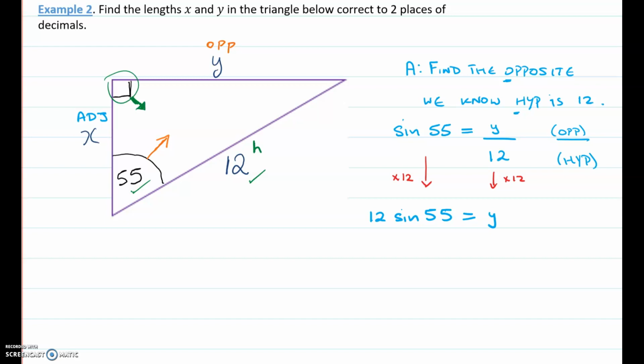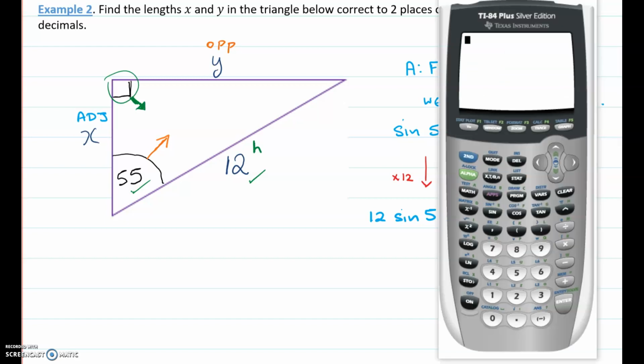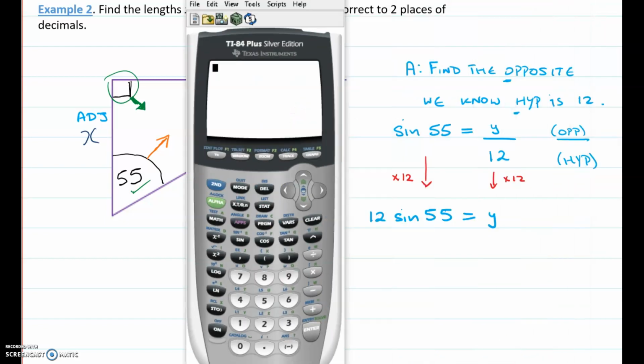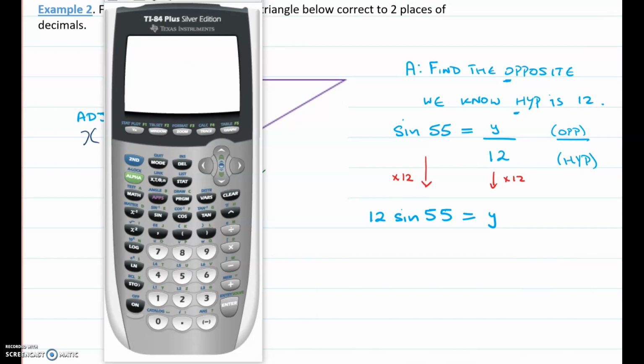We want the answer correct to 2 places of decimal, so we're going to go to our calculator. The first thing we have to do is make sure that the calculator is set up to measure in degrees. So hit mode. If you look at the third line down, my calculator is currently set up for radians. So come down, move across to degree and press enter on degree. Now it's set up for degrees. Let's quit out of this screen with second and mode.